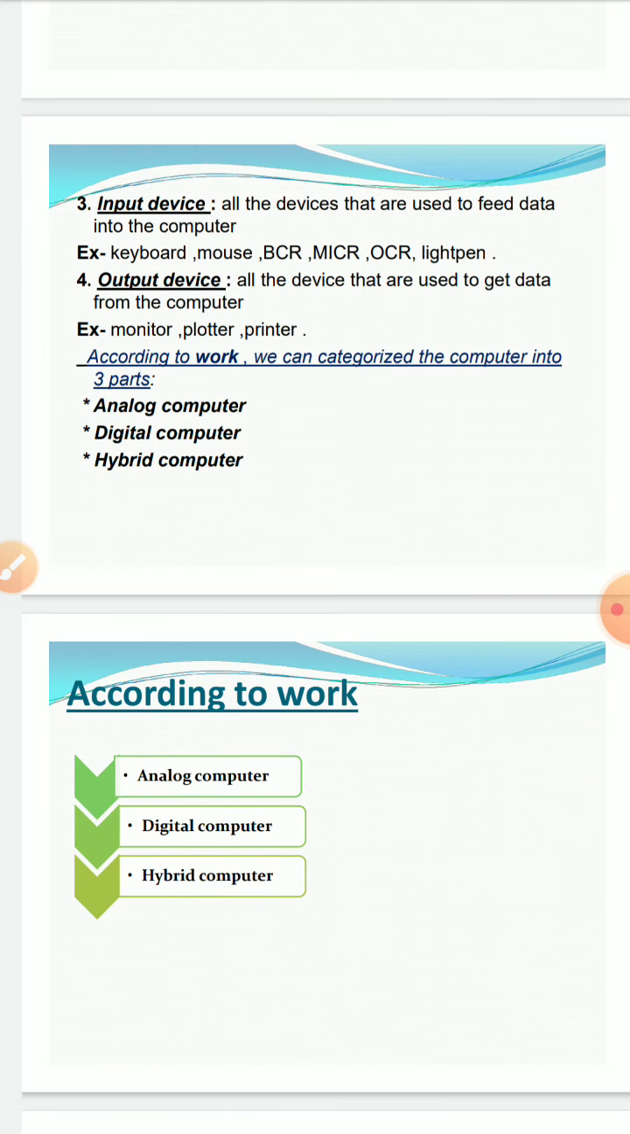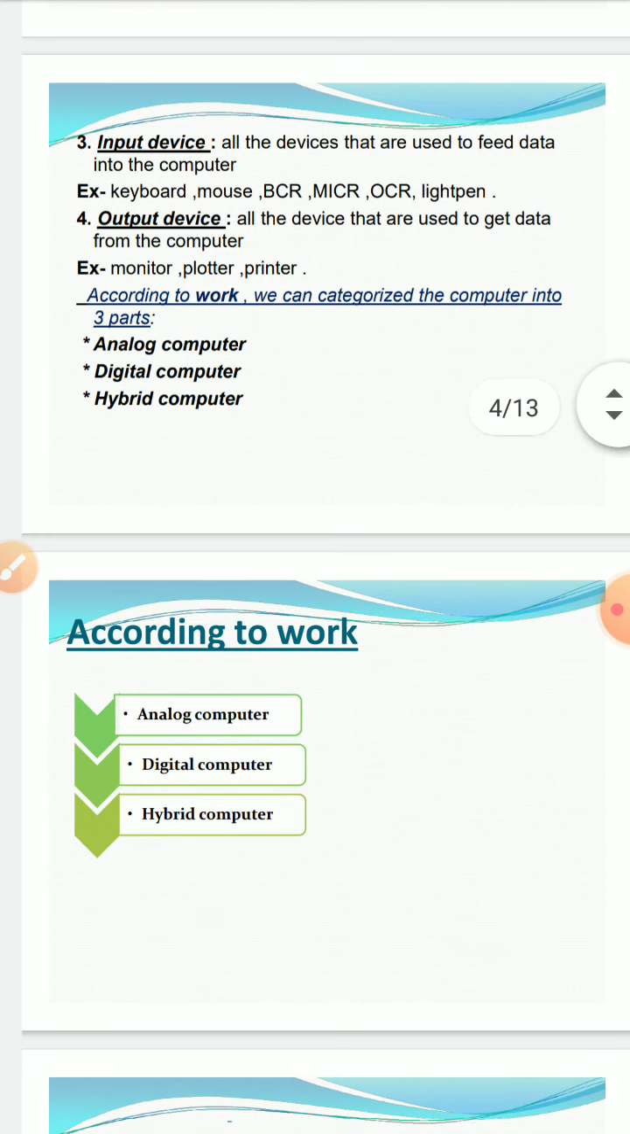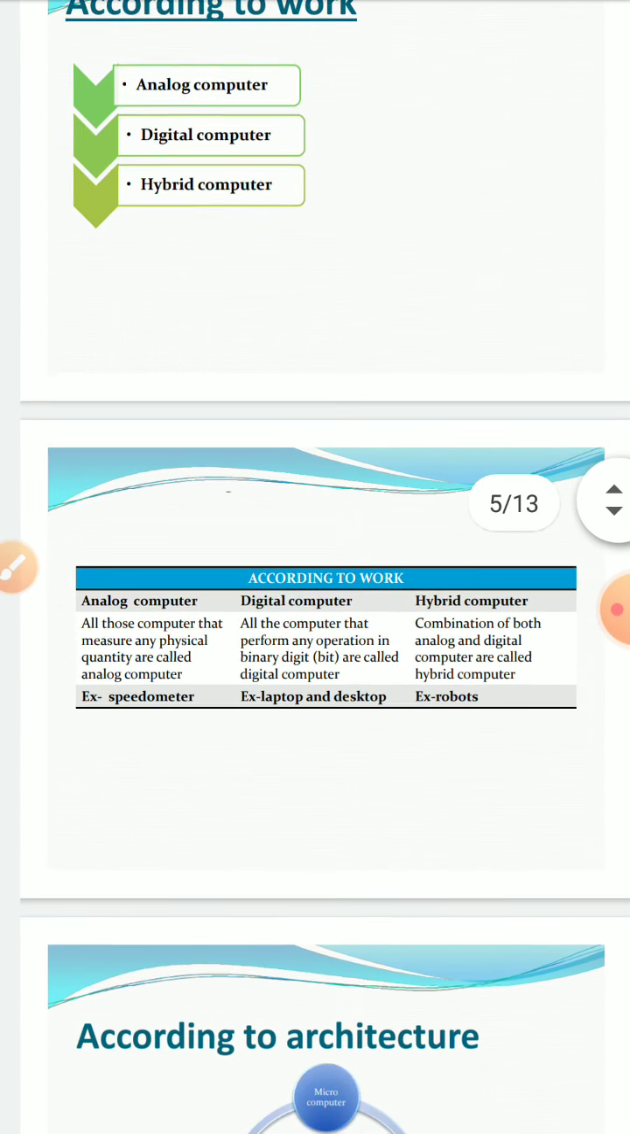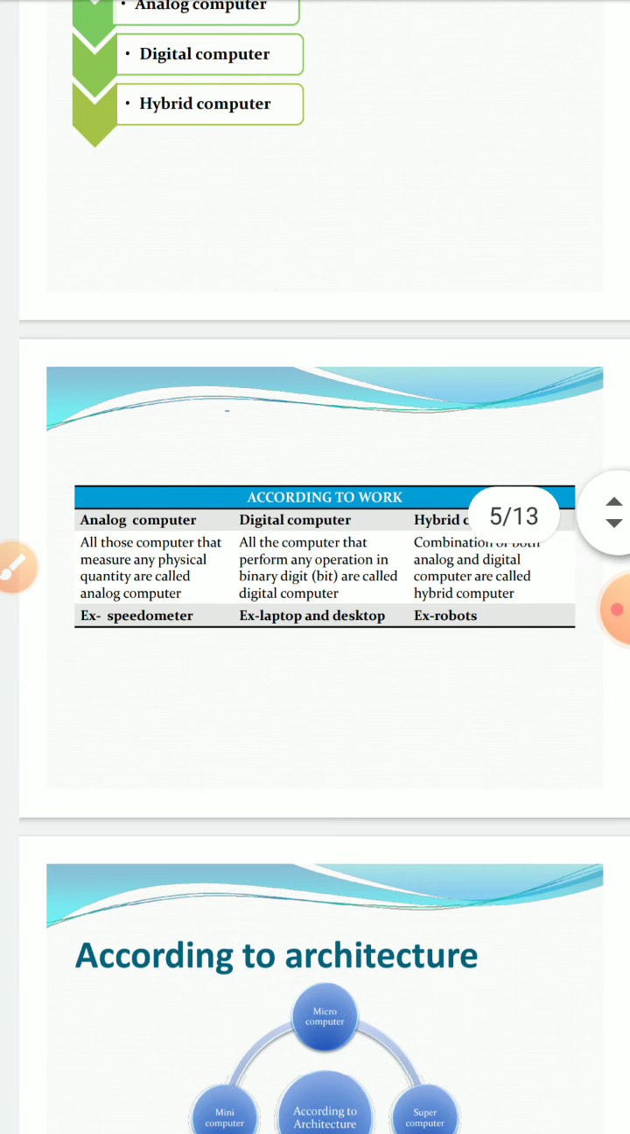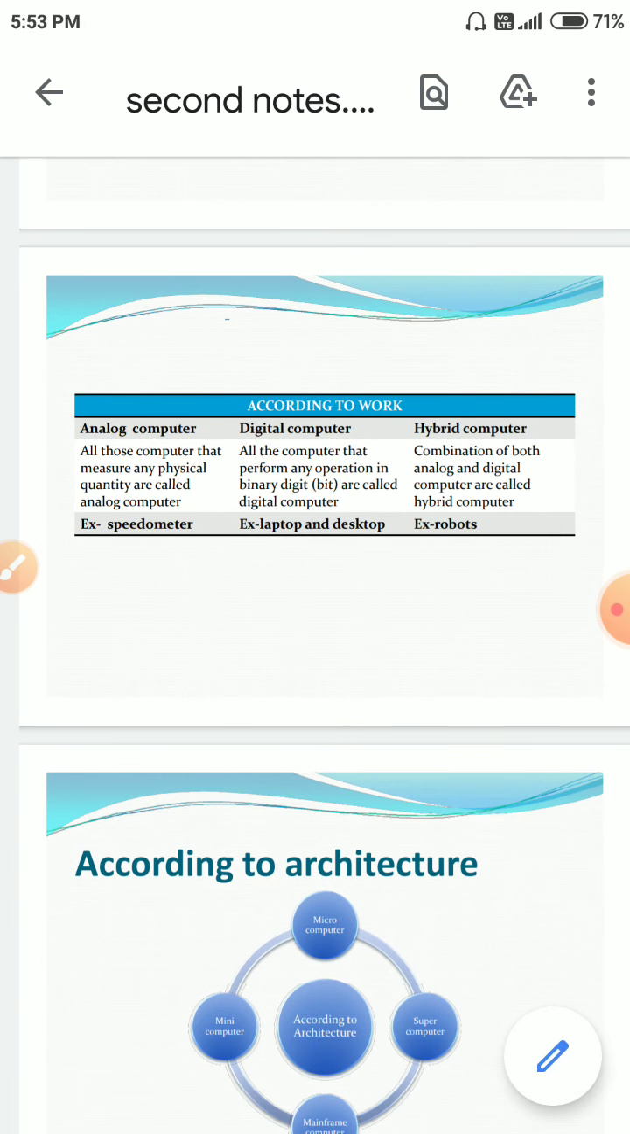Now we will discuss according to work. We can categorize the computer into three parts. First one is analog computer, second one is digital computer, and the third one is hybrid computer. So what are the differences of these computers? Analog computer, all those computers that measure any physical quantity are called analog computer. Example: speedometer. Digital computer, all the computers that perform any operation in binary digit bit are called digital computer. Example: laptop and desktop. Now the third one is hybrid computer. Combination of both analog and digital computer are called hybrid computer.